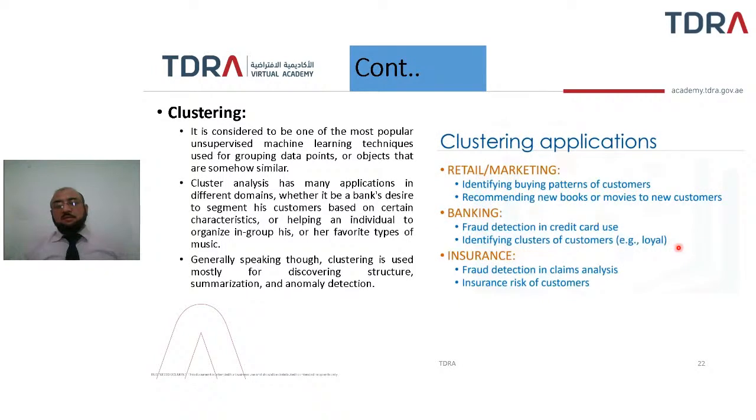These are the applications of clustering. In retail marketing, for identifying buying patterns of customers and recommending new books or movies to new customers. In the banking sector, fraud detection in credit card use, and identifying clusters of customers, whether they are loyal or not. In insurance, clustering is used for fraud detection in claims analysis and in insuring risk of customers.